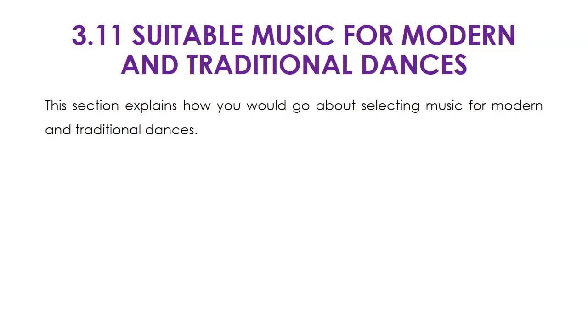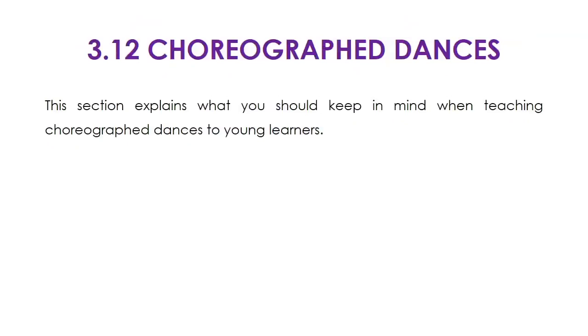Section 3.11 is about suitable music for modern and traditional dances. It's a very straightforward section, and it just explains how you would go about selecting music for modern dance and traditional dances and the different instruments that you use within that. You can fill in the details for that. Section 3.12 is choreographed dances. Once again, a very straightforward section, and it explains what you should keep in mind when teaching choreographed dances to young learners. You can fill in the detail.